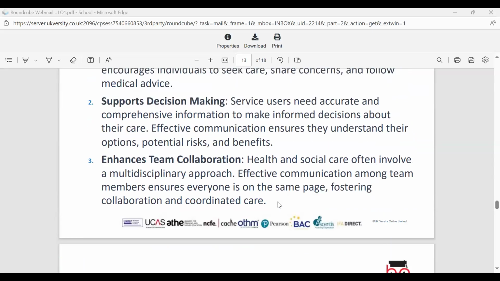Another one is enhances team collaboration. Health and social care involve a multidisciplinary approach, making sure your team members ensure everyone is on the same page. If you are working and then you come back and someone else is taking over, you should make sure you have this team collaboration and that they know they're working well together, and it's smoother. If someone's carrying on from you, you need to keep them updated on what's been going on.